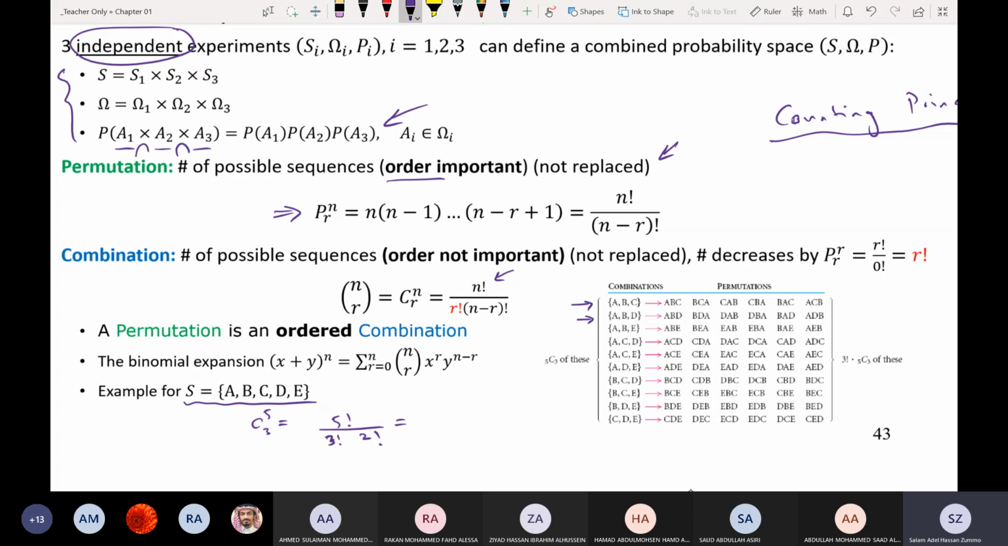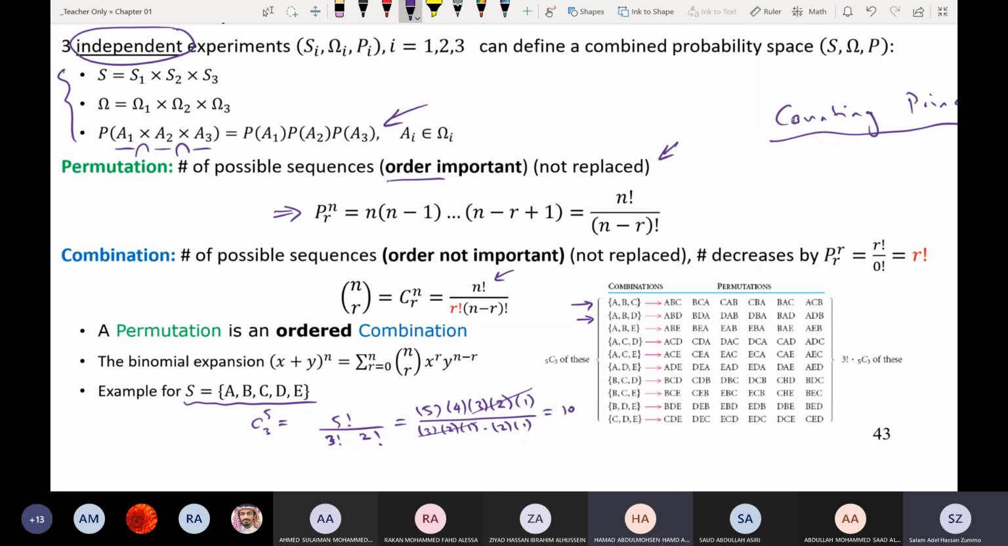Okay, 5 factorial is basically 5 multiplied by 4 multiplied by 3 multiplied by 2 multiplied by 1. 3 factorial is 3 multiplied by 2 multiplied by 1. And 2 factorial is 2 multiplied by 1, right? I'm just reminding you of the factorials. So you can see that 5 factorial is basically the first, and these are basically 3 factorial, which goes with this. And you end up with 5 by 4, which is 20, divided by 2, which is 10.